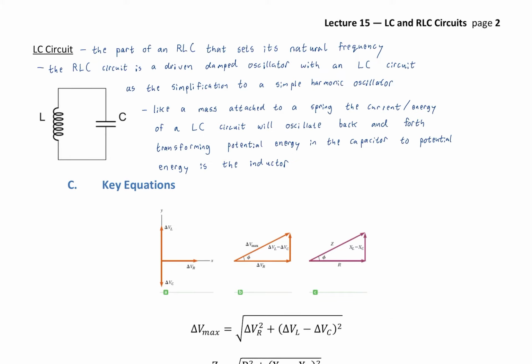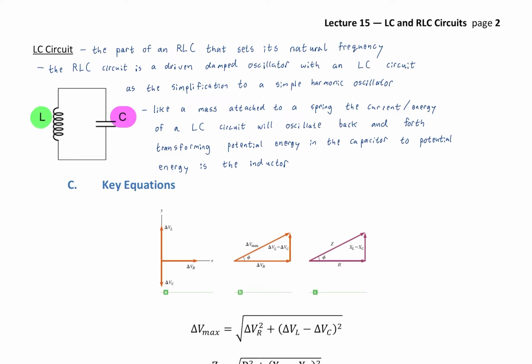Like a mass attached to a spring, the current and energy of an LC circuit will oscillate back and forth, transforming potential energy in the capacitor, when all the charge gets stored on the plates, to potential energy in the inductor, when there's a strong current running through the inductor and there's stored energy in the magnetic field. So it's transferring energy back and forth from one form to another, just like the mass and spring transfer energy from elastic potential energy in the spring to kinetic energy of the mass, back and forth, back and forth.